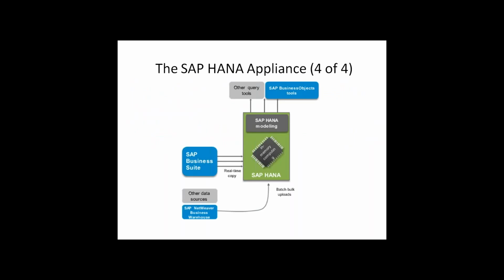This is how it works. You have the SAP Business Suite, that is the core SAP. You're transferring the data to the HANA platform in real time, so whatever you're inputting here shows up here. You're also importing data from other sources such as NetWeaver, Business Warehouse, Oracle systems, mainframe systems, Excel sheets, the internet. All those systems, you're transforming and modeling.